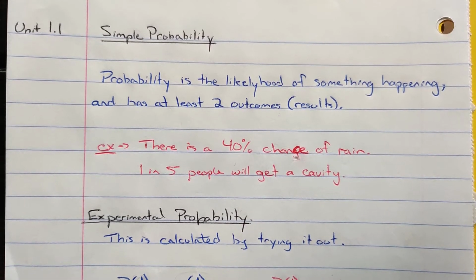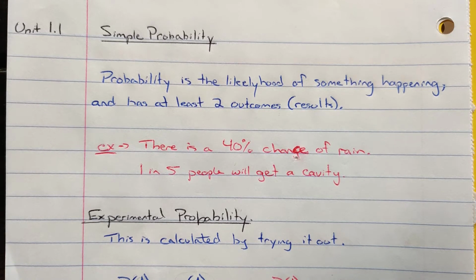This unit is about probability, and we're going to start with simple probability. So probability is just the likelihood of something happening. It has to have at least two different outcomes. So there's two different results. That could be a team could win or lose. A coin could be heads or tails.